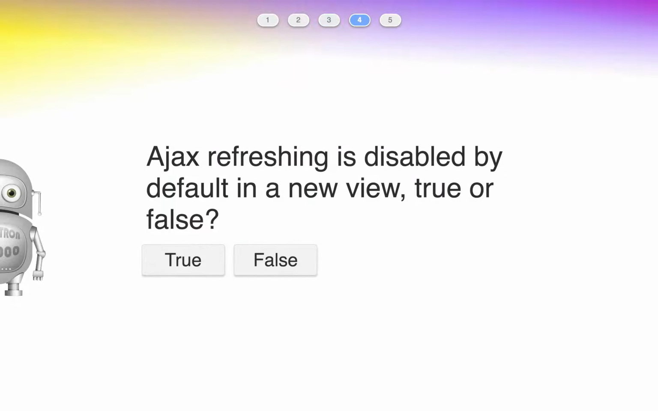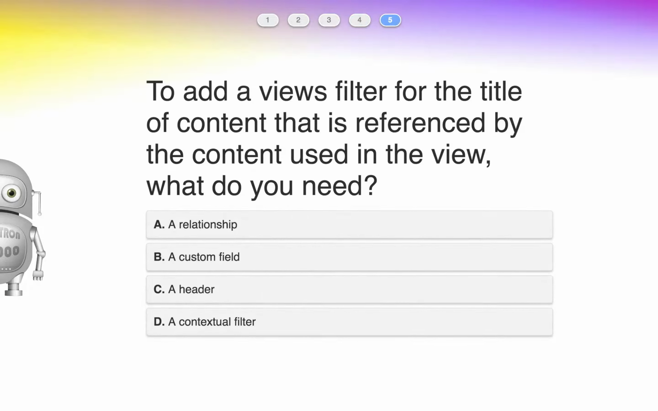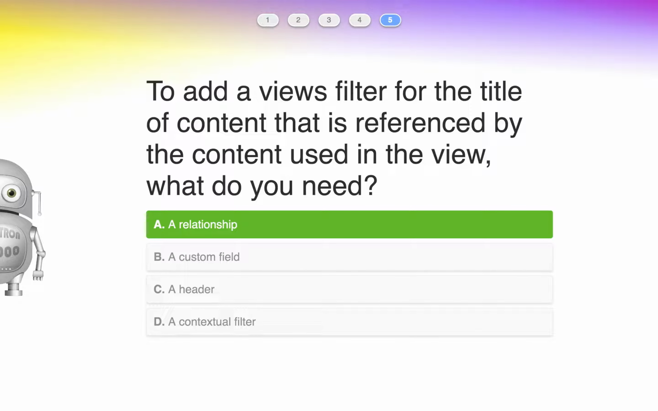Question 4. Ajax refreshing is disabled by default in a new view. True or false? The answer is true. You have to actively turn on Ajax if you want it. And question 5. To add a views filter for the title of content that is referenced by the content that you used in the view, what do you need? And the answer is A, a relationship. Alright, let's look at the solutions to our challenges next.